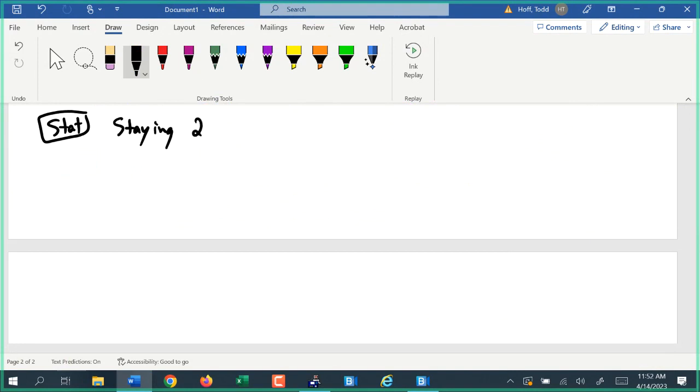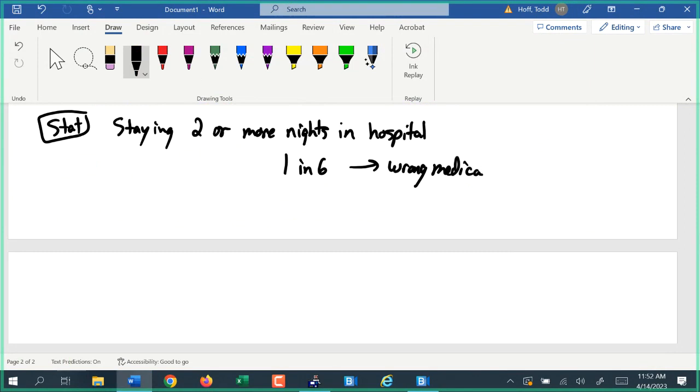2 or more nights in the hospital, so extended stay patients, usually 1 night is considered just a standard stay. Surgery, recovery, release the next day, surgery, stay the night to recover, release the next day. So 2 or more nights would be an extended stay. The statistic there is 1 in 6 either receive the wrong medication completely or the wrong dosage of that medication.